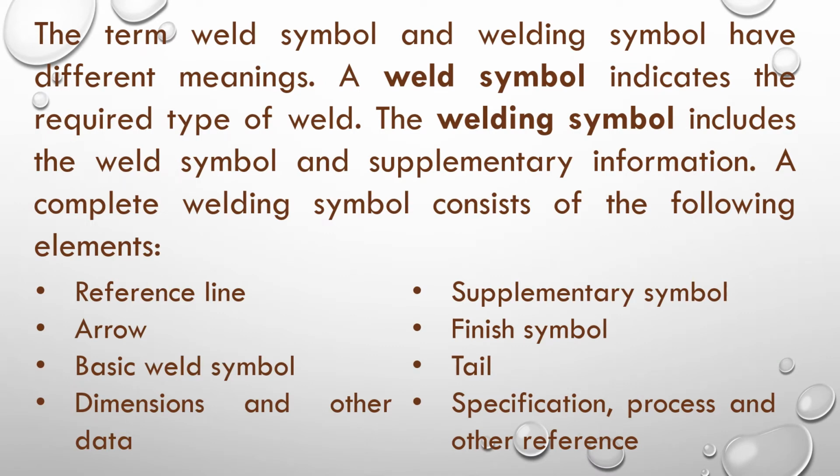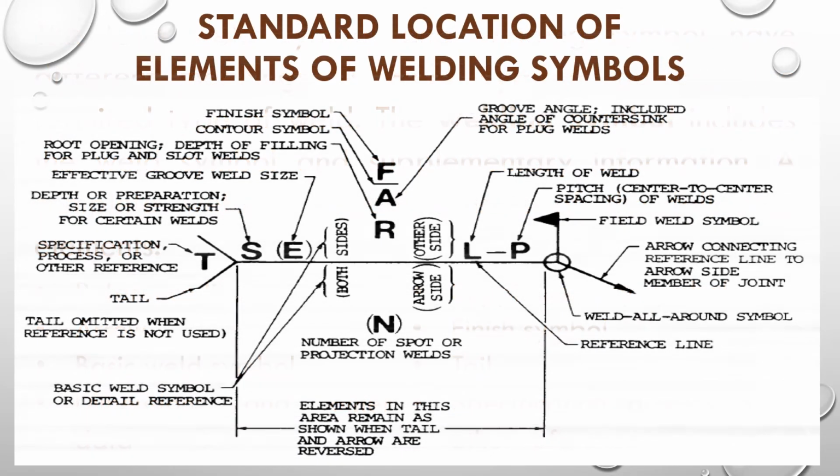The terms weld symbol and welding symbol have different meanings. A weld symbol indicates the required type of weld. The welding symbol includes the weld symbol and supplementary information. A complete welding symbol consists of the following elements: reference line, arrow, basic weld symbol, dimensions and other data, supplementary symbol, finish symbol, tail, and specification, process, and other reference.